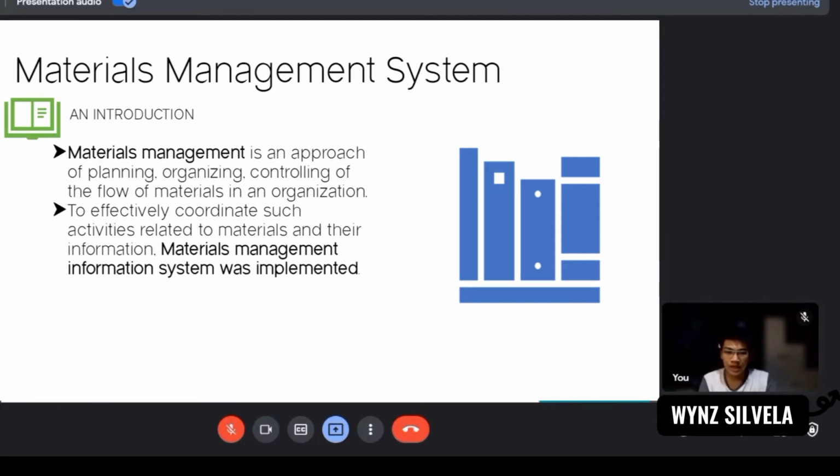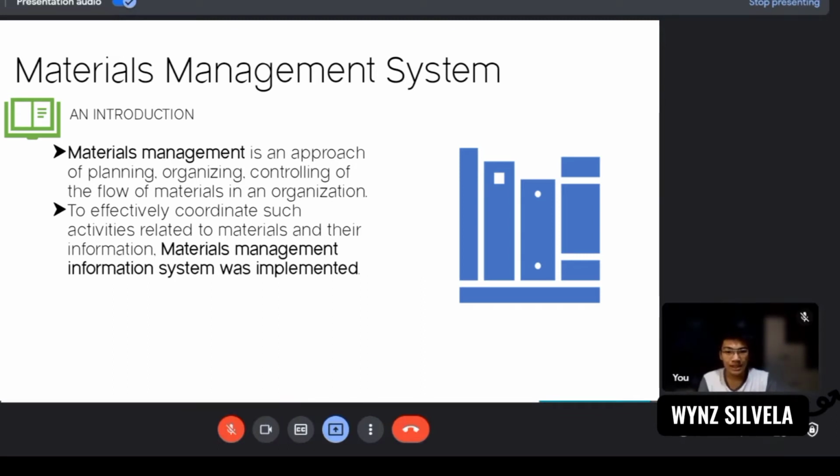So let us define and know what material management is first of all. By definition, material management is simply an approach of planning, organizing, and controlling of the flow of materials in an organization. In other words, material management is simply the method of organizing, controlling, and planning of the flow of every material in an institution or a company.